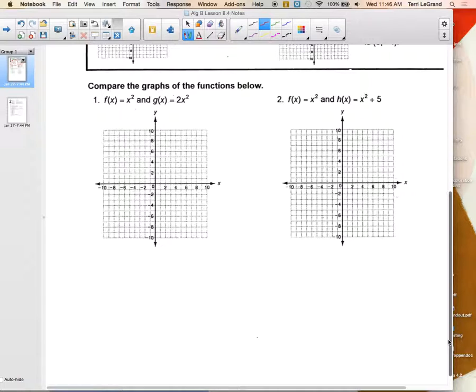So here's what we're going to do to get these graphs. We're going to put these in our graphing calculators. So go ahead, let's get your graphing calculators ready. f of x equals x squared, the first one, is our parent function. Go to the y equals screen, and anything that is in the y equals screen, clear it out right now. We don't want anything in there.